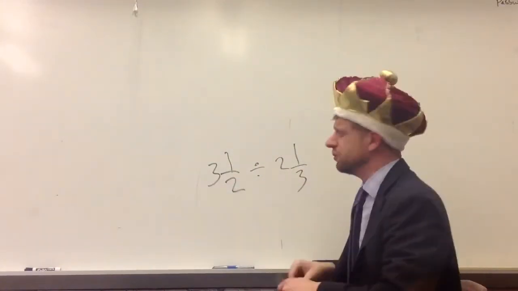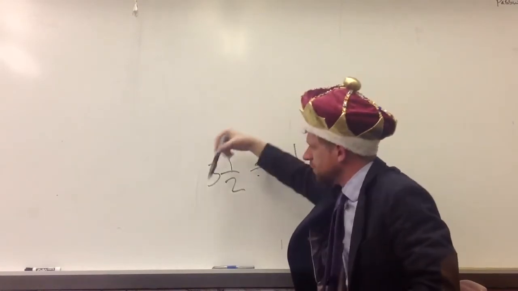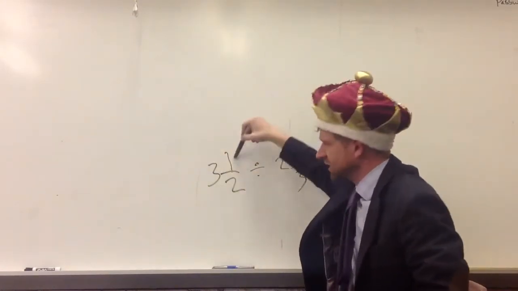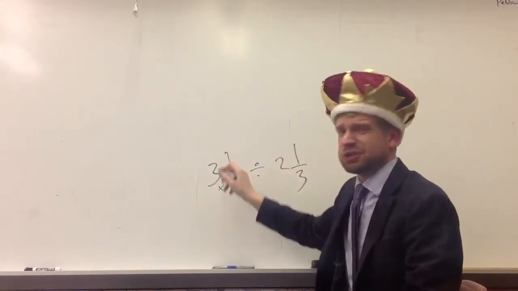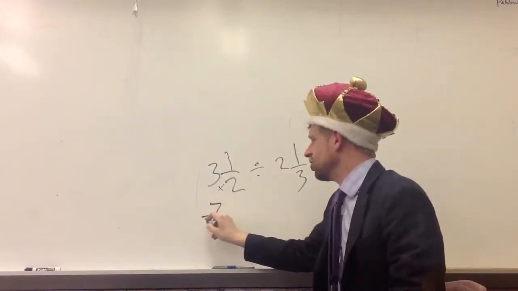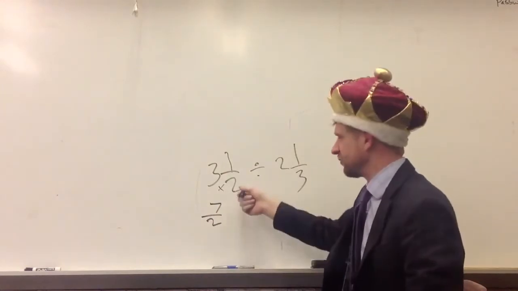What you're going to do is go 3 times 2 and add it to 1, because we're going to make it improper. 3 times 2 is 6. 6 plus 1 is 7. 7 over 2 is my new fraction for the first one.